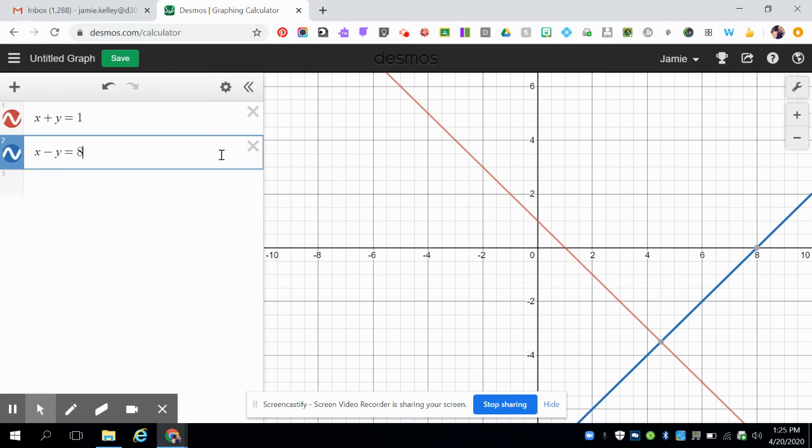There is a set of points that would satisfy both of these equations, and that is what we call a system of equations. Right here, where the graph crosses, that is where we get an x and y value that makes both equations true. Look, if I have 4.5 for my x and I add to it a negative 3.5, I get a sum of 1. And if I subtract those numbers, I get a difference of 8. So there is such a place where you have a value for x and y that would make both equations true. And that, my friends, is systems of equations.